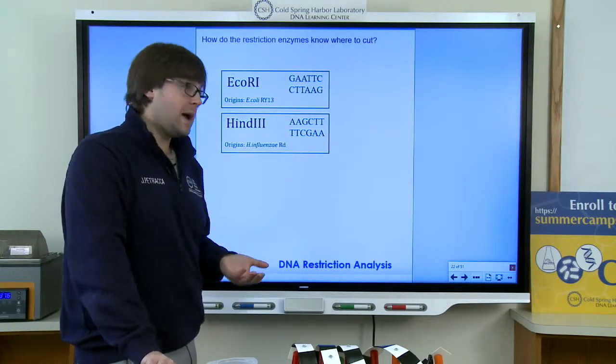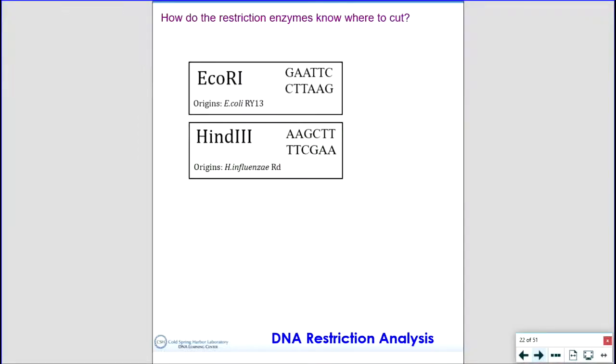That's the idea. Okay, so let's take a closer look at restriction enzymes. First of all, we have EcoRI and we have HindIII, two restriction enzymes. Notice that they don't have the -ase ending that other enzymes have. Now that's okay.